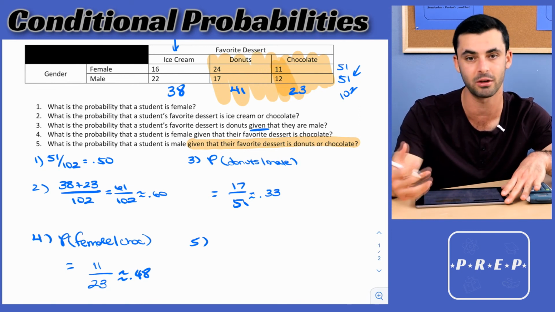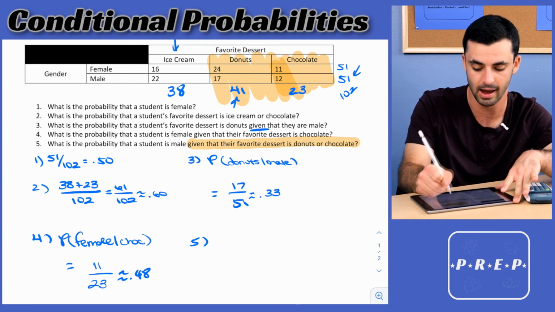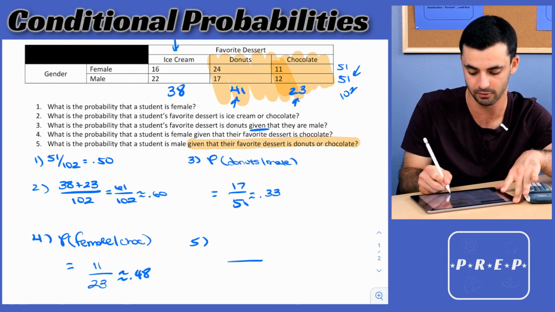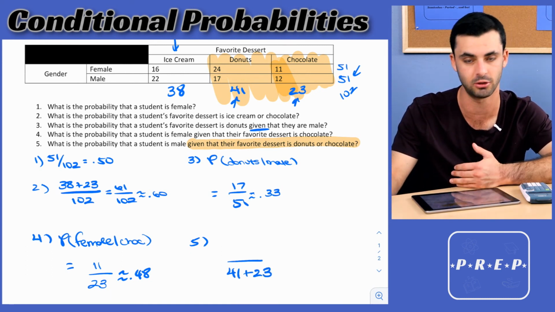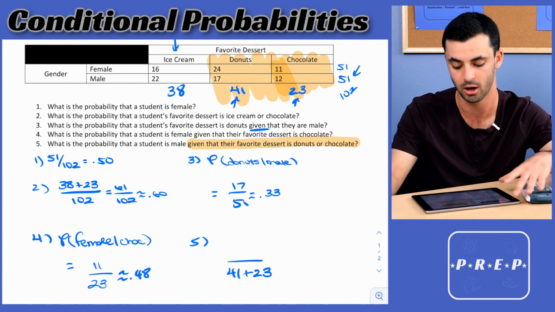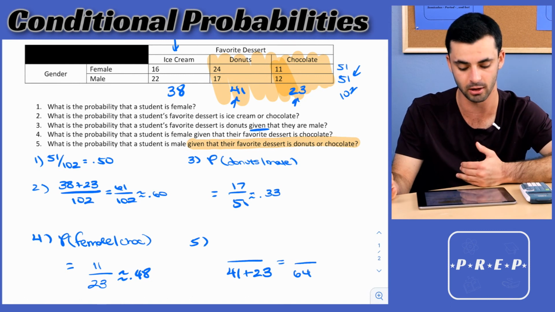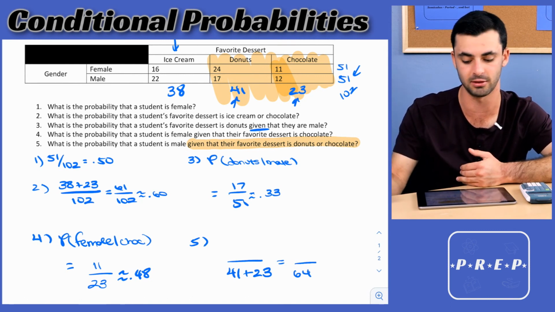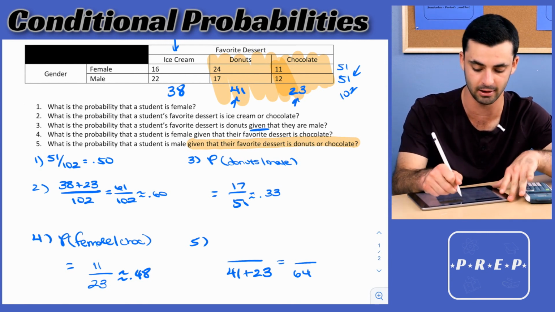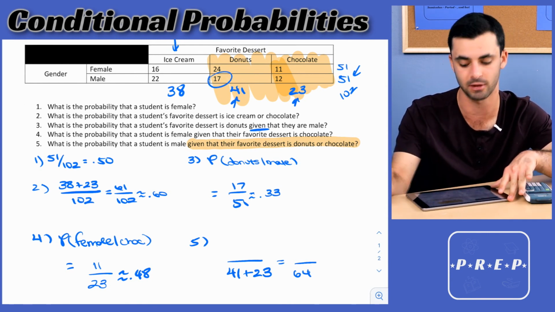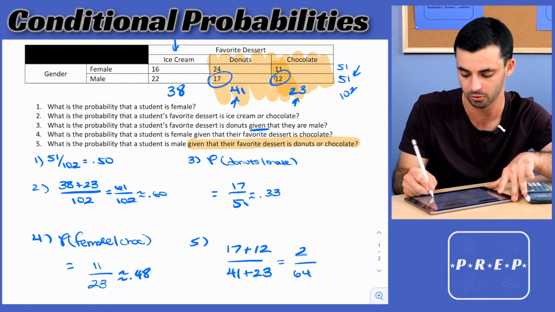So instead of having 102 total students in our sample, we're just going to have 41 and 23. That's going to be my denominator, 41 plus 23, because 41 students prefer donuts and 23 chocolate, for a total of 64 students. Now, what about my numerator? Well, my numerator is going to be the number of male students in that subset. So here, how many male students like donuts? Well, that is going to be 17. And how many male students like chocolate? 12. So my numerator is going to be 17 plus 12, or 29.